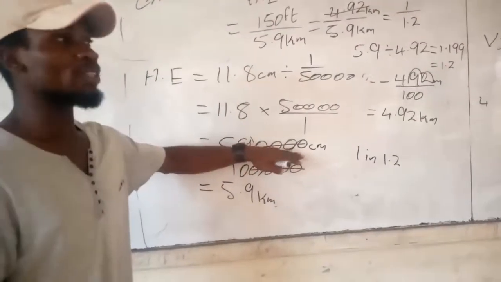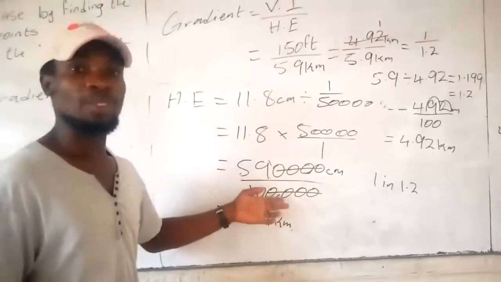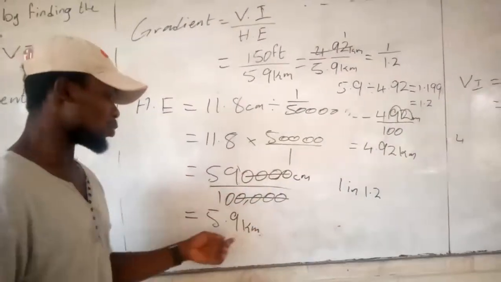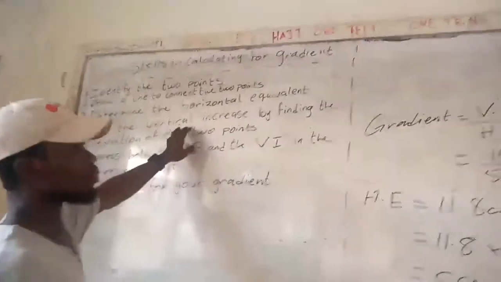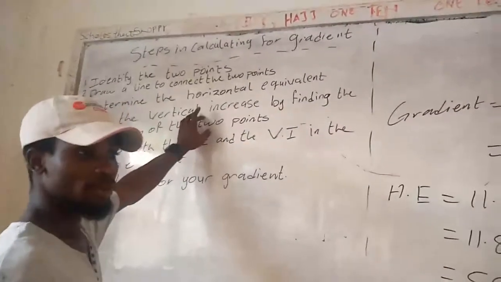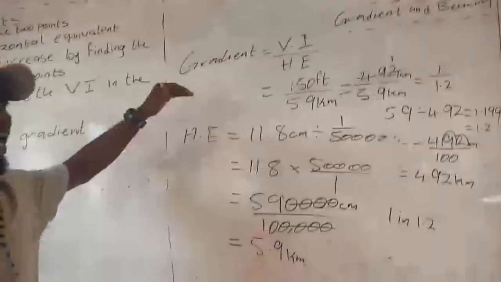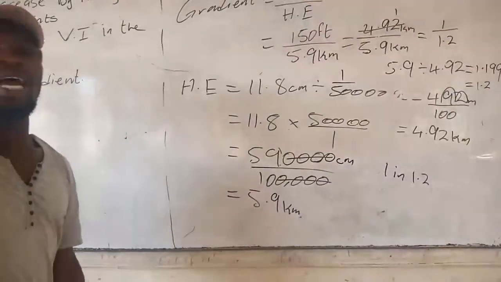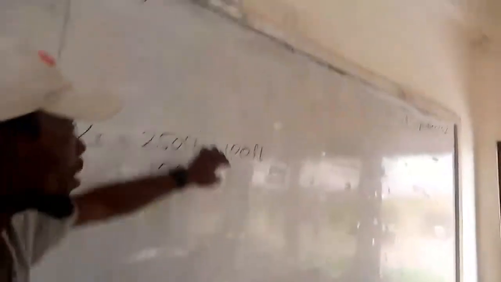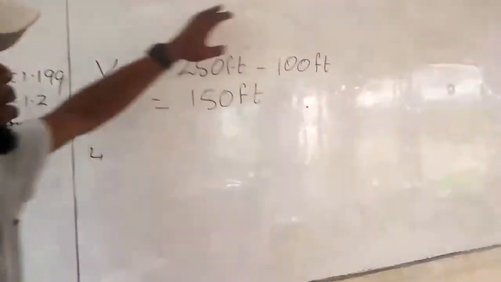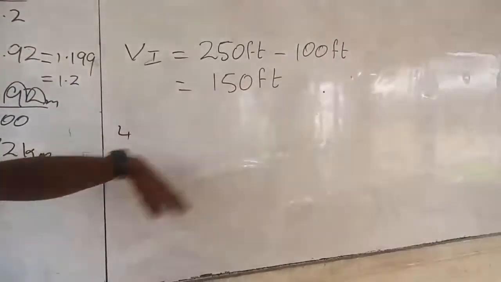If the ground distance is already in kilometers, there's no need to do this. Ours was not in kilometers, so we had to convert to kilometers, which gave us 5.9 kilometers. Then we calculated our vertical increase, which was the height of point A minus the height of point B. Here point A was higher than point B, so we subtracted point B's height from point A's height, and then we had the vertical interval.